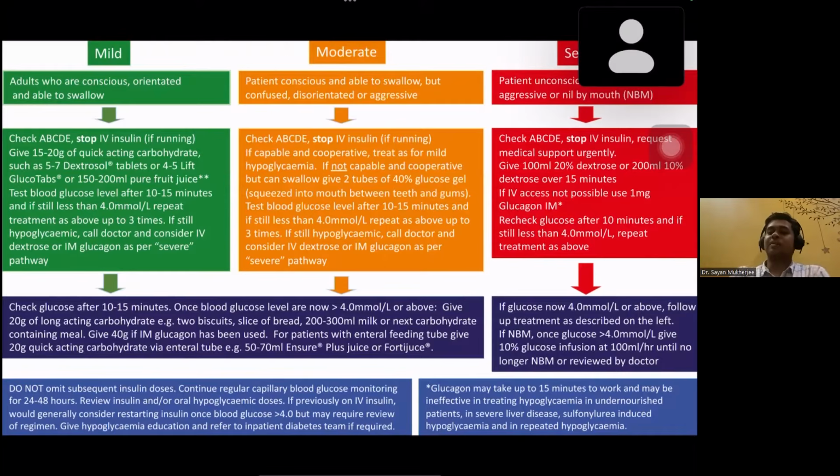In the last line, you may be seeing that it's useless in severe liver disease, sulfonylurea-induced hypoglycemia, and alcoholics. So that's a point you need to understand.